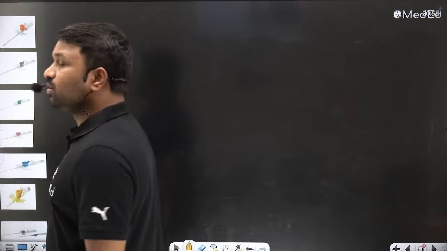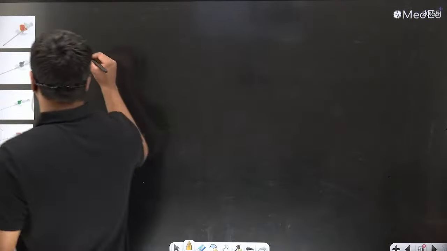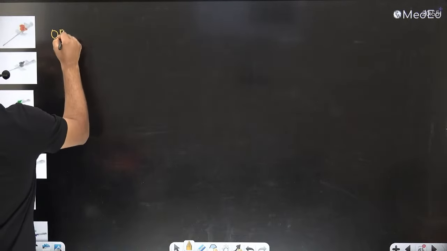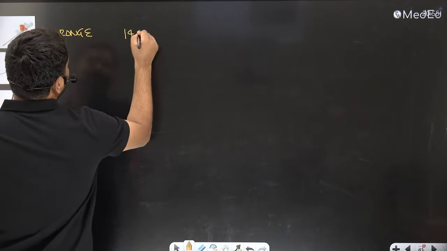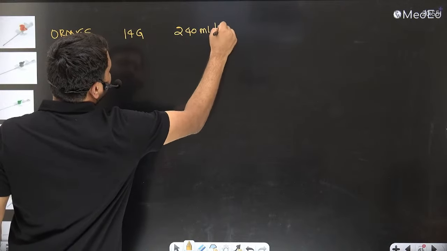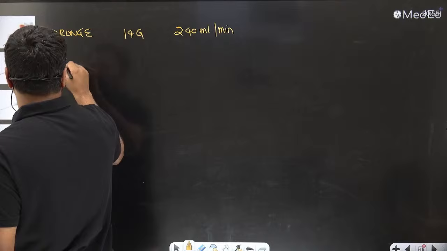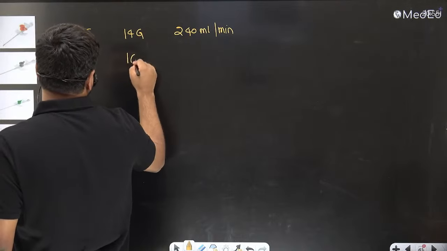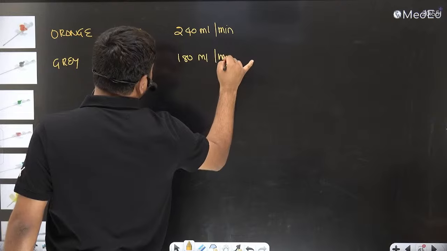Right now, the cannulas, the color code, the flow rate is important. The first cannula that you can see here is the orange colored cannula. This orange cannula is 14 gauge with a flow rate of 240 ml per minute, right? The next one is your gray colored cannula. The gray is 16 gauge with a flow rate of 180 ml per minute.